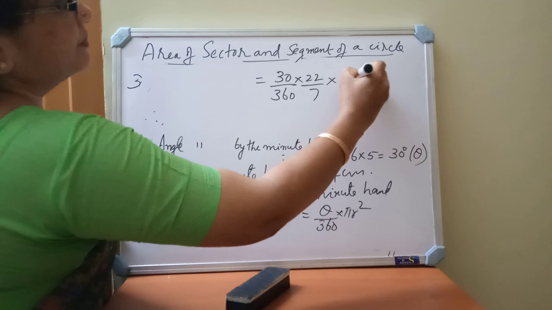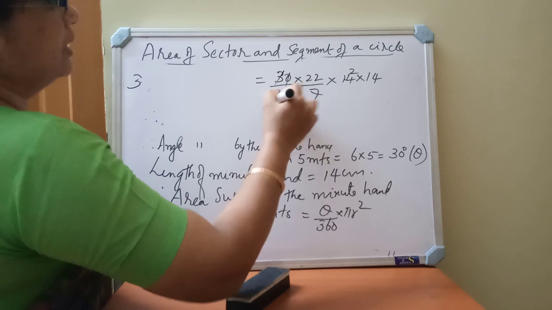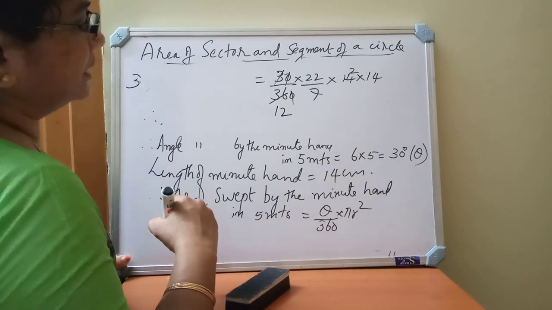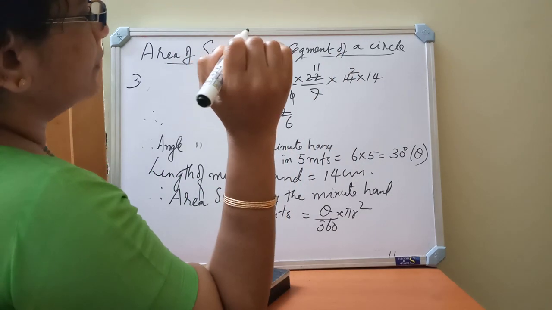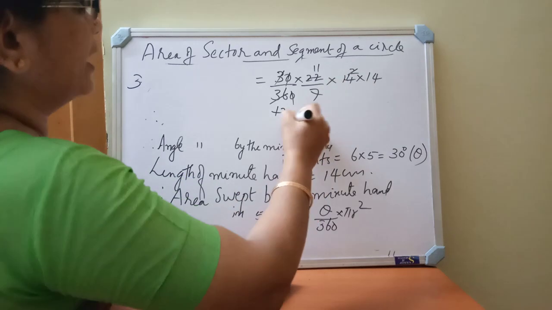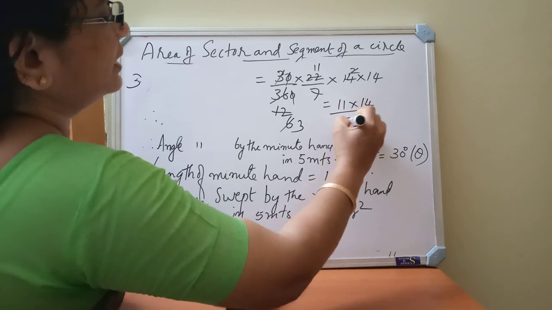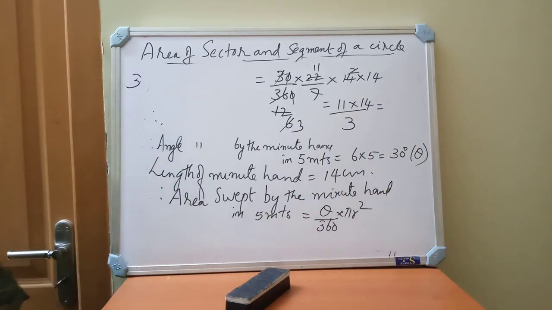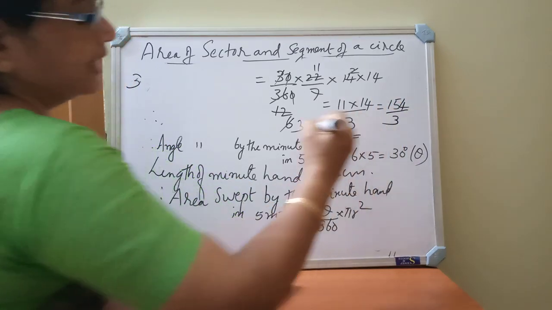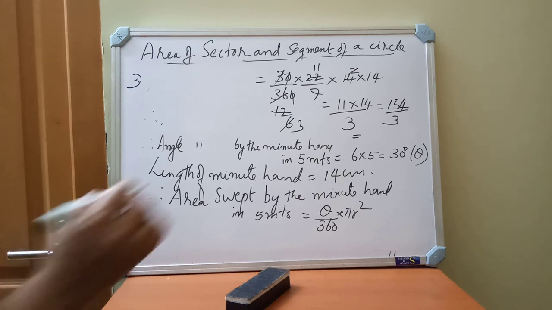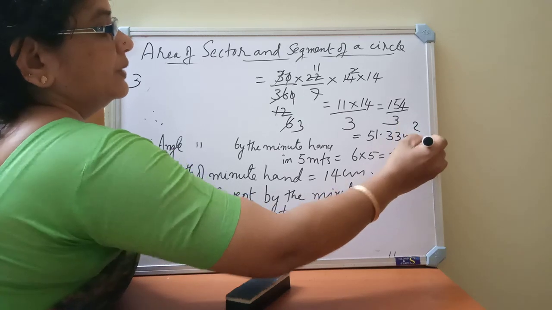14 into 14. So 2 7s are 14. 0 and 0 get cancelled. 12. 3s are 36. Okay. Then 6 2s are 12. 11 2s are 22. Again this 2 and 6 3 times. So 11 into 14 divided by 3. 11 into 14 is 154. So 154 divided by 3, we will get the answer as 51.33 centimeter square.